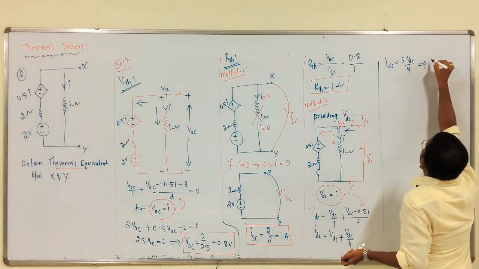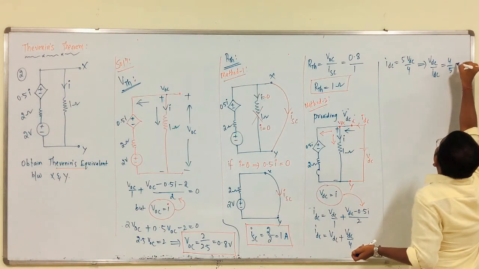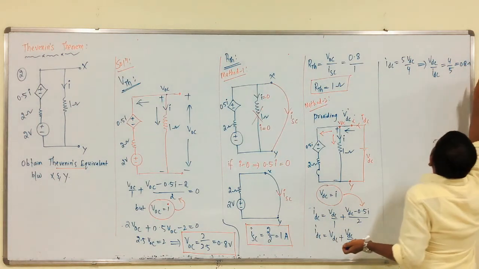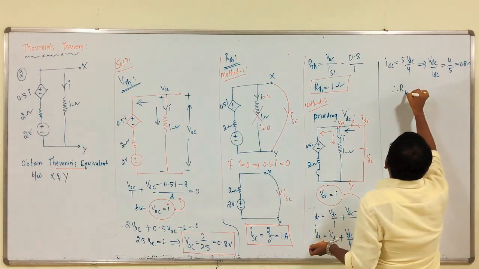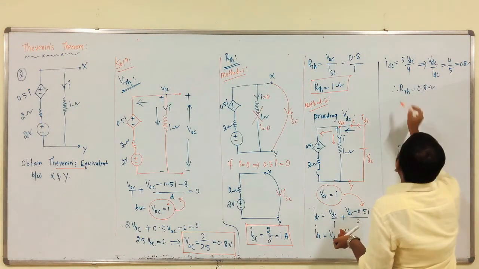From this, VDC by IDC is nothing but what? 4 by 5, which is nothing but 0.8 ohms. Therefore, RTH from this method also we have 0.8 ohms, right?